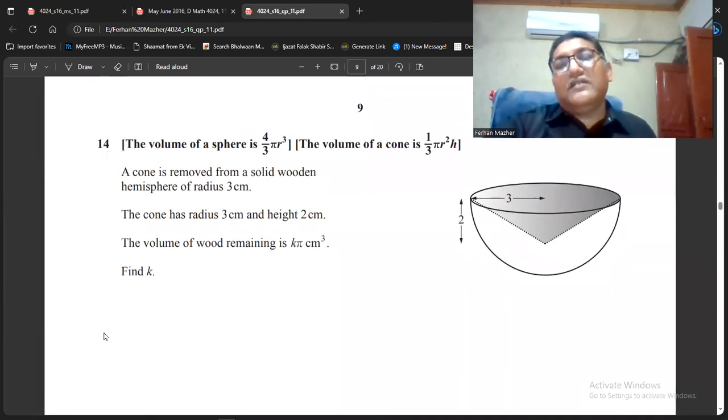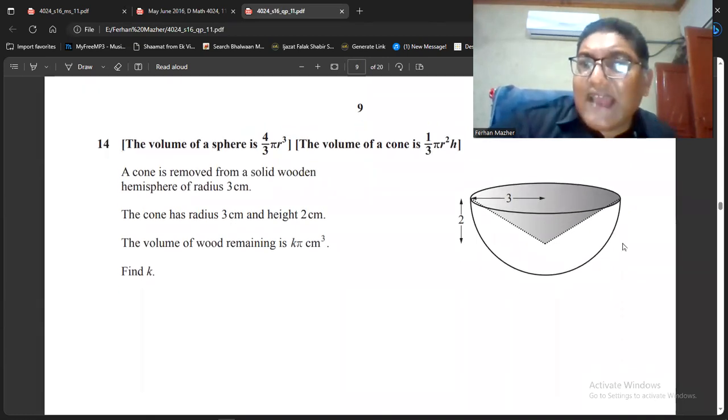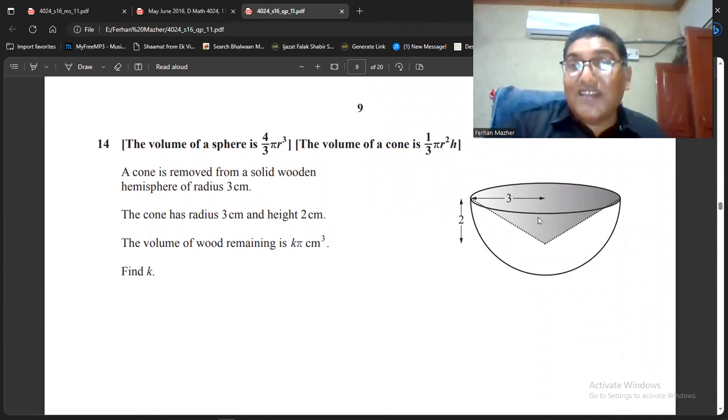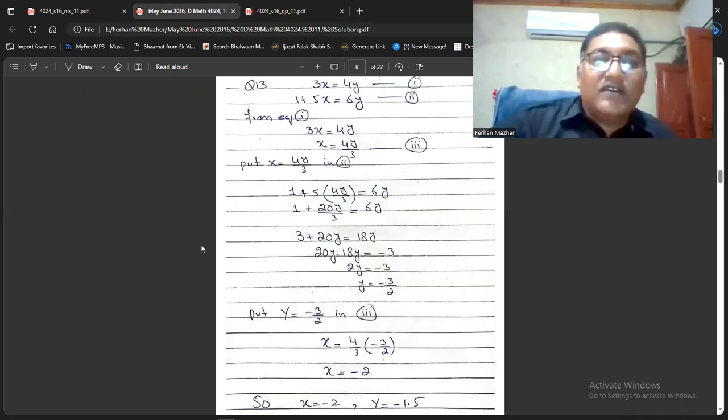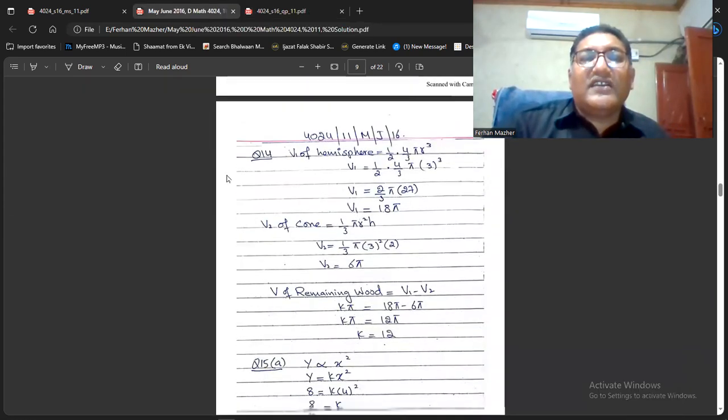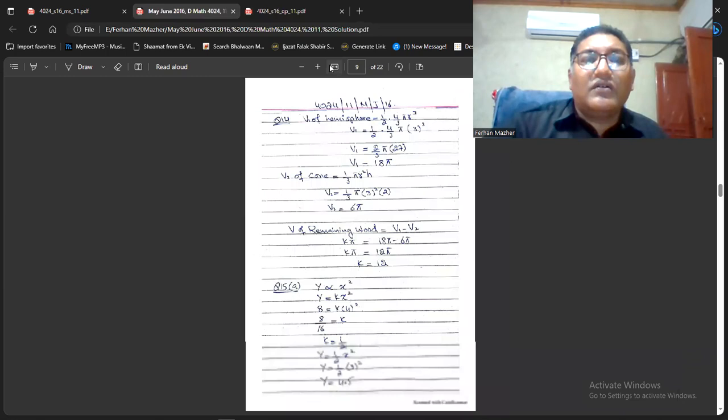Okay, so very simple. I will find the volume of this hemisphere. From there, I will subtract the volume of this cone. Remaining will be the volume of the remaining wood. So very simple strategy. Okay, so here we go.